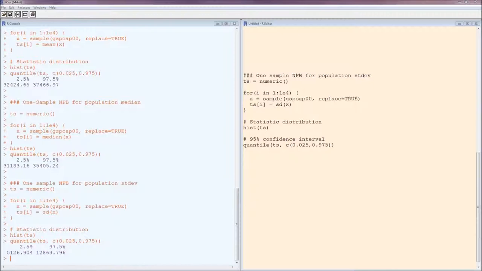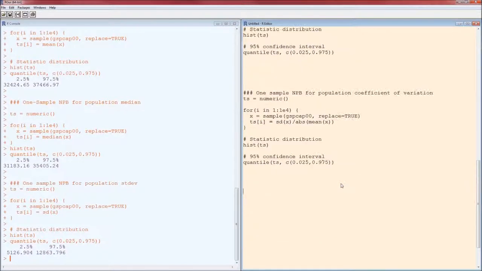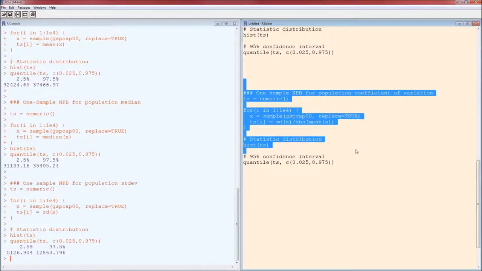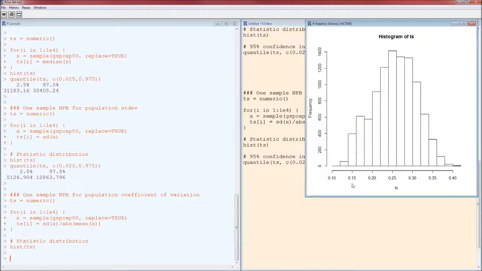We could also do it for the coefficient of variation. Coefficient of variation is just the standard deviation divided by the absolute value of the mean. This is how you calculate the coefficient of variation. Standard deviation divided by the absolute value of the mean. There's the histogram.